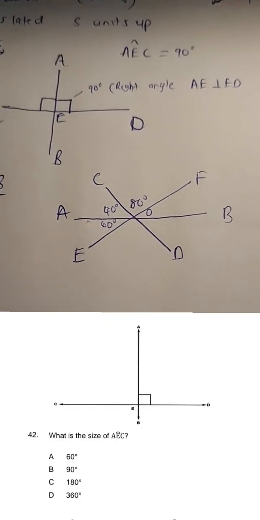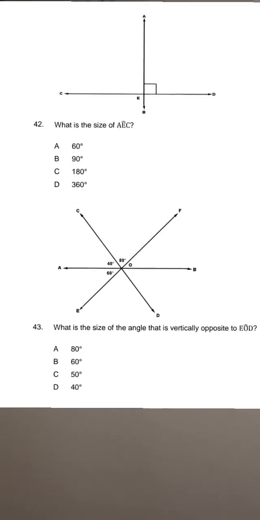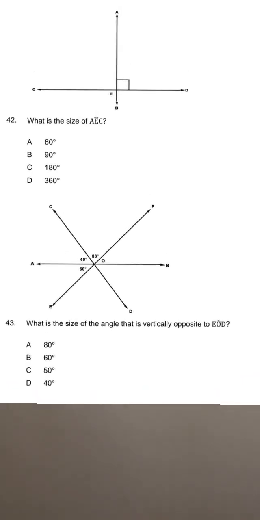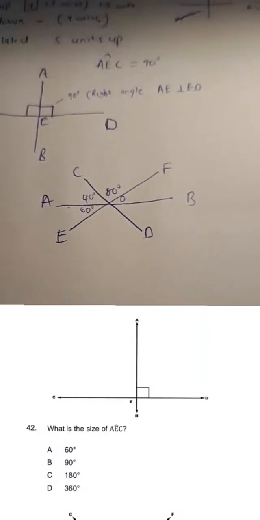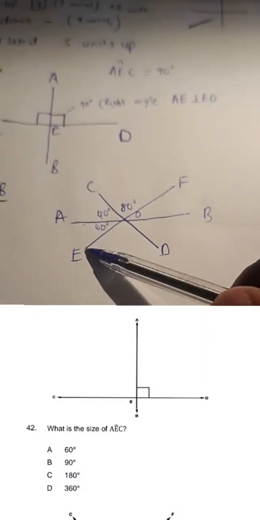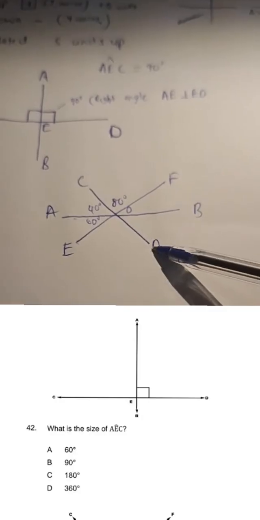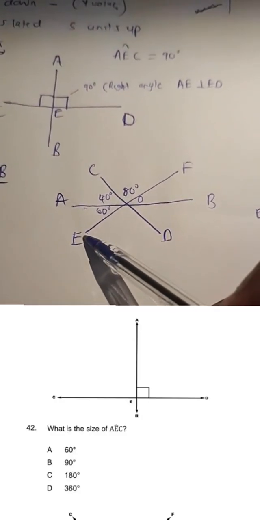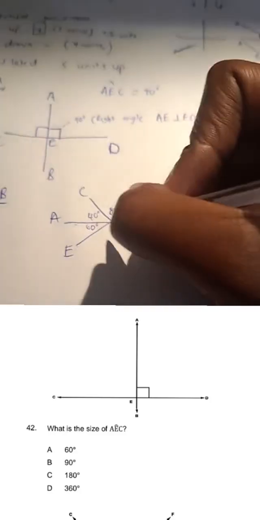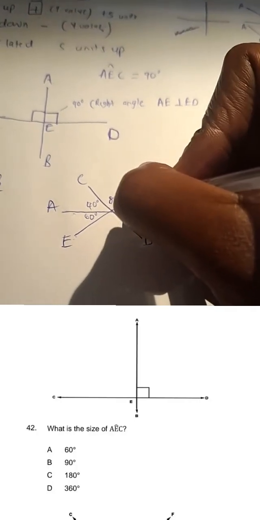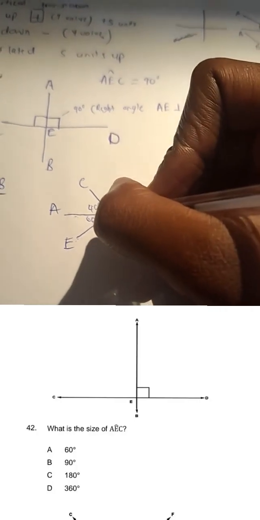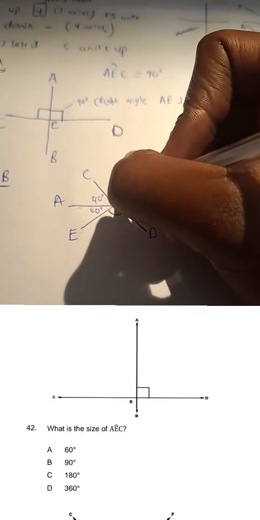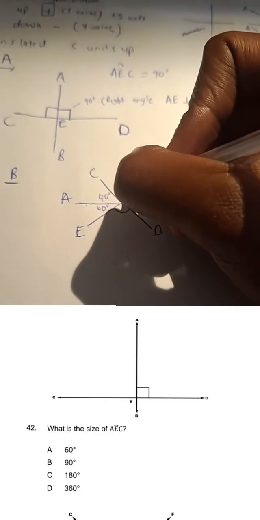Okay, so remember what the question was asking us. It was asking us what is the size of the angle that is vertically opposite angle EOD. Guys, when they say angle EOD, let's be very specific. This is E, this is O, represented by the letter O, and that is D. So they are talking about the angle that is directly or vertically opposite this one.